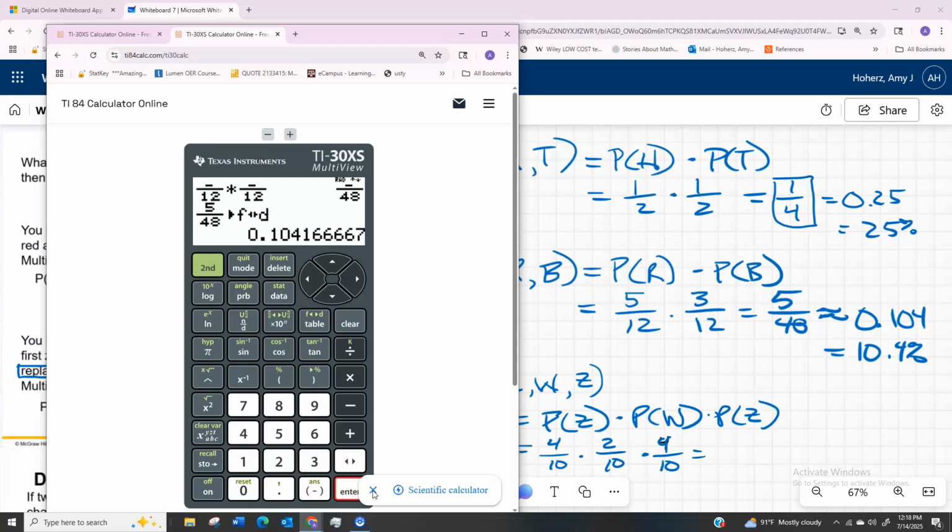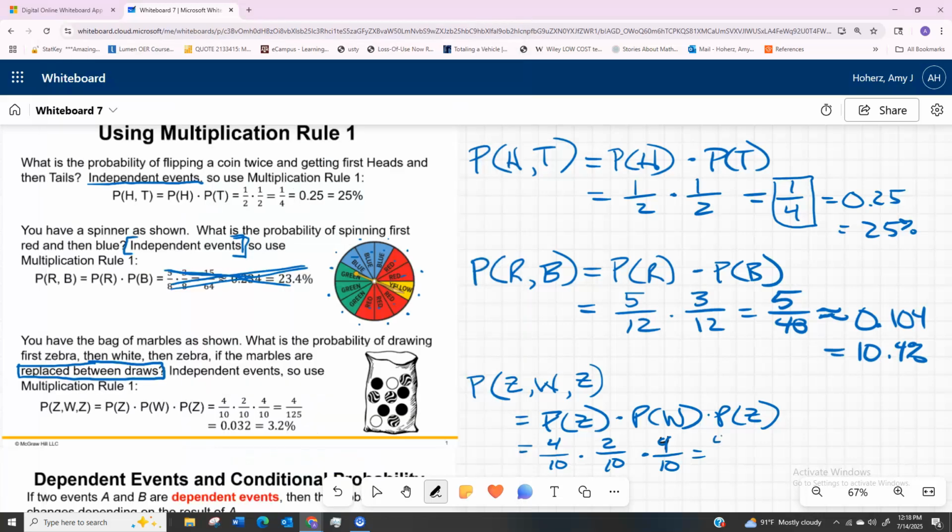But if not, just type in your 4/10, arrow over, times 2/10, arrow over, times 4/10. Hit equals, and it will give you 4 over 125, which is the reduced answer. So 4 over 125 is your chances.